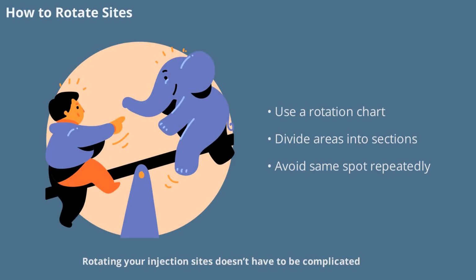Rotating your injection sites doesn't have to be complicated. You can create a simple schedule or use a chart to track where you've injected each time. Some people divide their abdomen into sections and rotate through them, while others alternate between different body parts. The key is to avoid injecting into the same exact spot repeatedly.